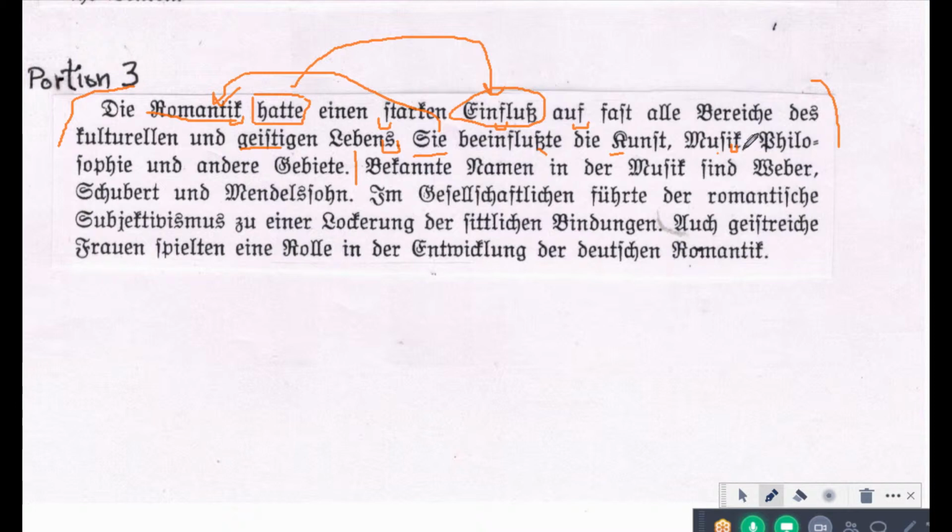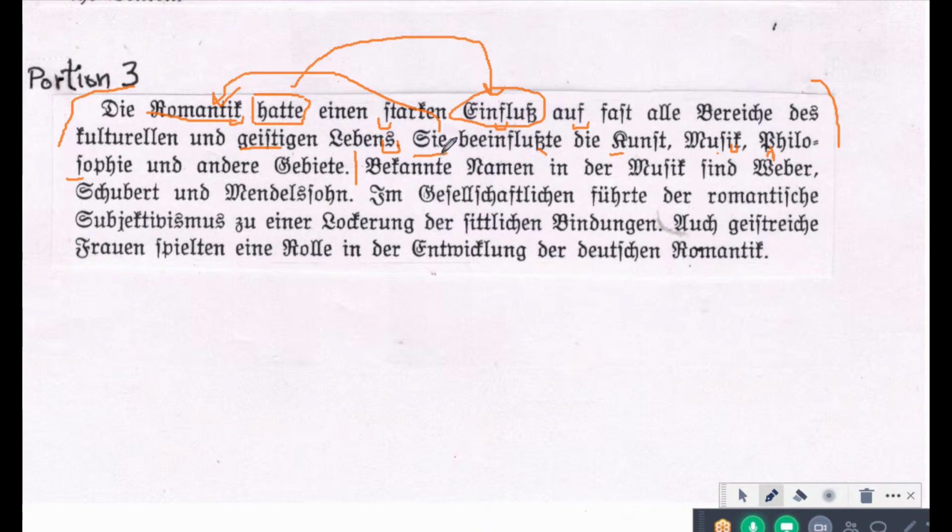And then this looks like a B, but what letter is this, obviously? P. P, like philosophy, obviously. And then here is the S, and then IE. Okay, and Gebiete means other areas. Do you want to do that sentence? Sie beeinflusste? Sure. It influenced art, music, philosophy, and other areas.